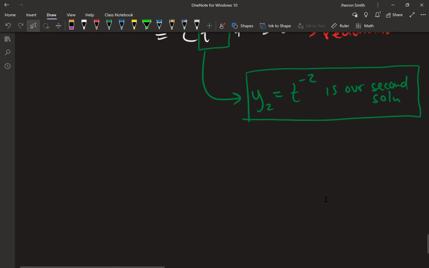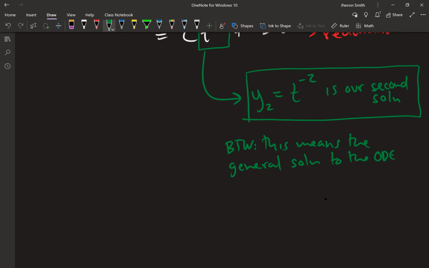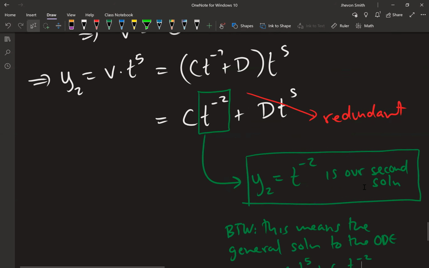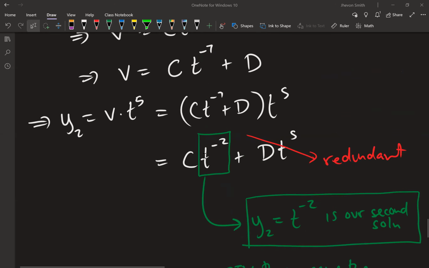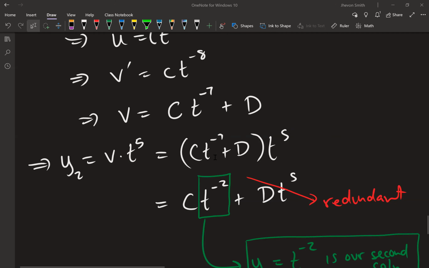Right? And by the way, this means the general solution to that ODE is y equals c1 t to the 5th plus c2 t to the minus 2. And there you have it. That is reduction of order.